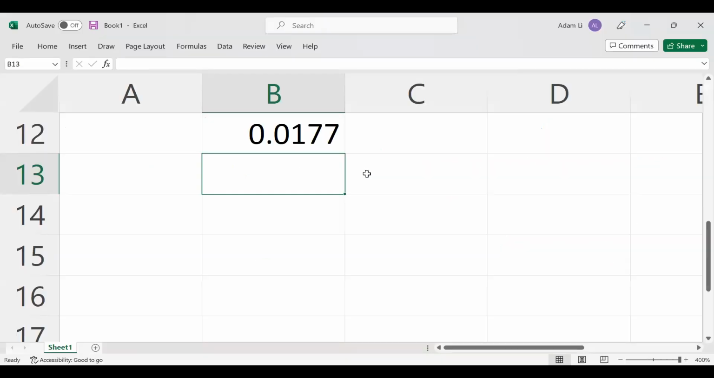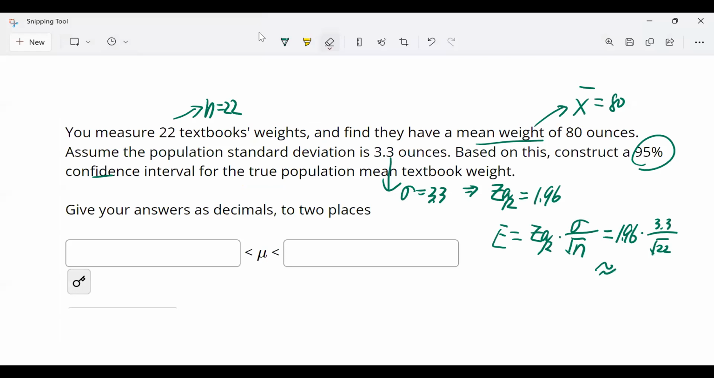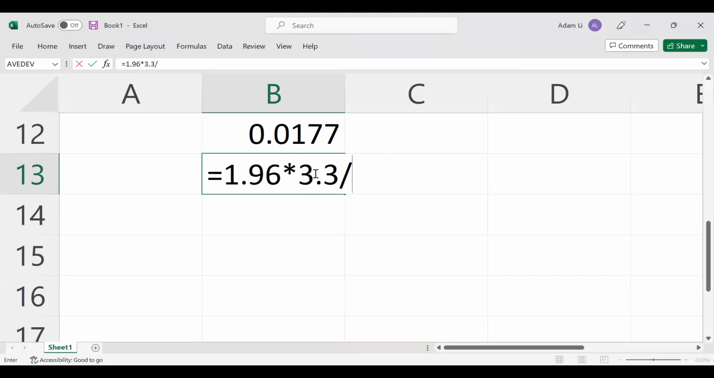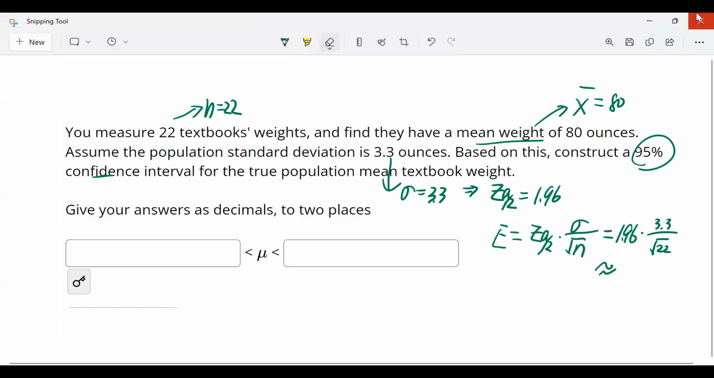So here, 1.96 times the standard deviation, 3.3, over the square root of 22. Definitely, you can use a calculator. All right, so that will do it. You hit enter, and the answer is 1.38. Here, the margin of error is 1.38.